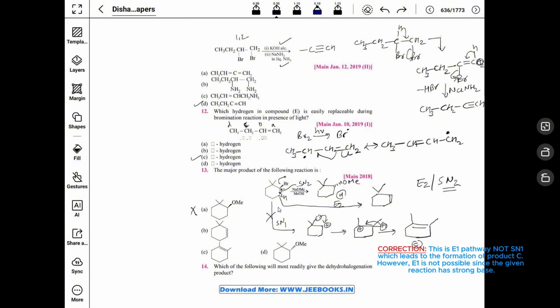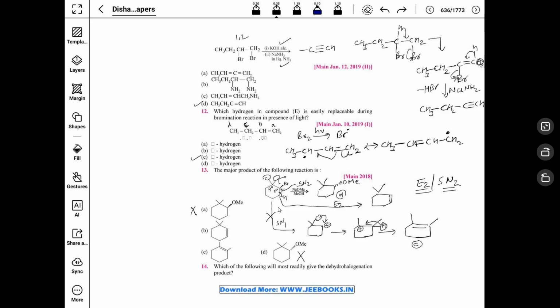For SN2 the nucleophile should approach the halide's carbon, but if you see, this is a substituted carbon, and here it is a secondary carbon. Therefore the presence of the big methyl group hinders the approach of the nucleophile, and hence it rules out the possibility of this SN2 product. Now what is left? E2 elimination. E2, yeah, this is the only option left.